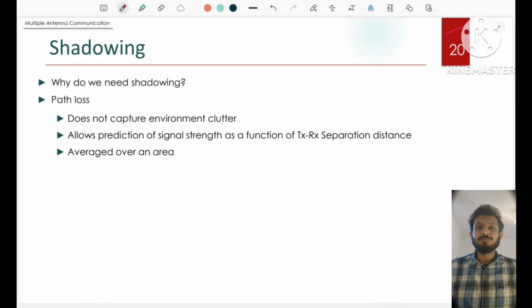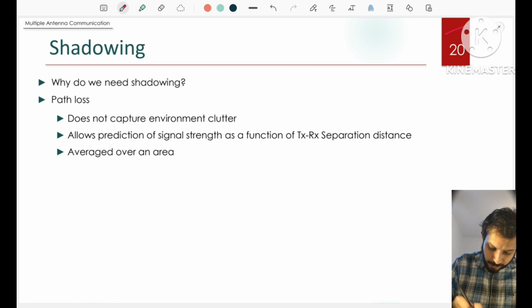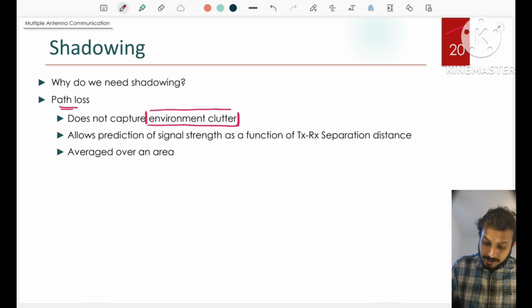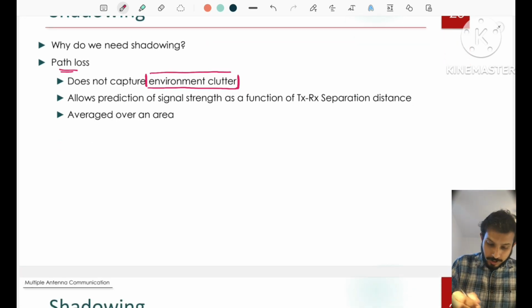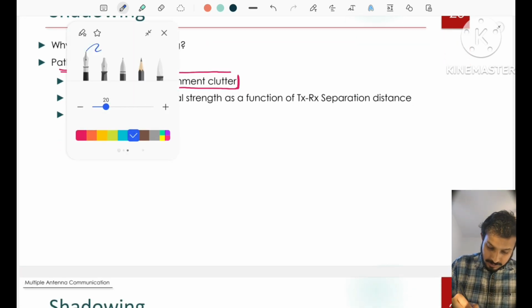In this video, we will talk about shadowing and why we need shadowing. We need shadowing because the path loss model does not capture the environment clutter. And what is environmental clutter? Let us go into more detail of this.